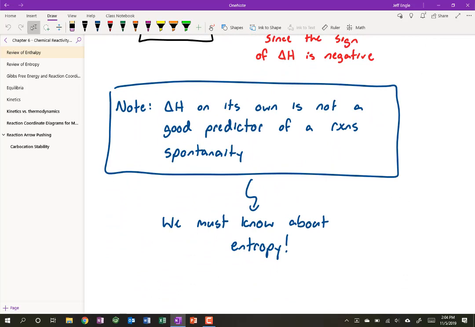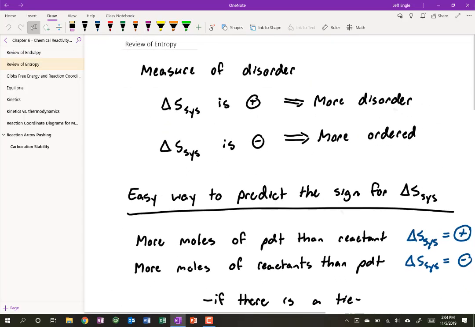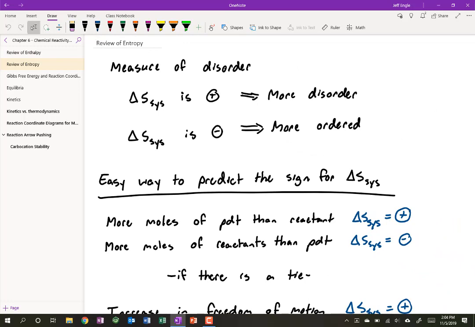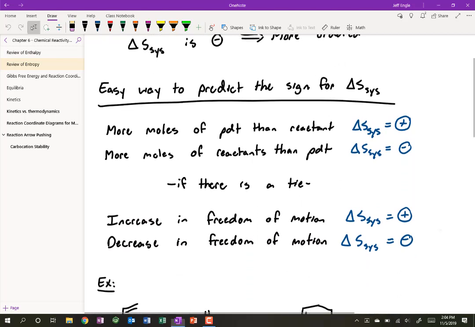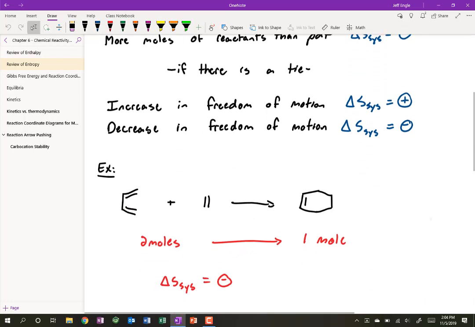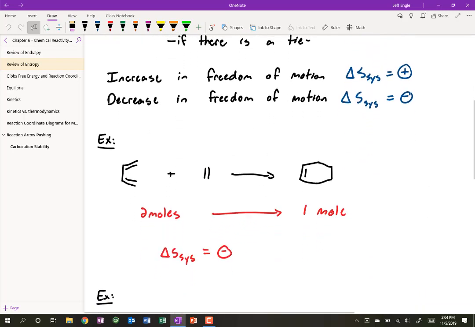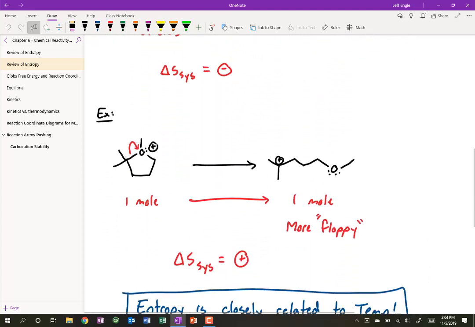And then in addition, I said we don't really know much about a reaction by only knowing the enthalpy. We also need to know about entropy. That's the measure of disorder. So we can quickly look at a system and measure disorder. If we're getting more moles of product, we know delta S is positive. If we're getting more moles of reactants than products, we know it's negative. And if it's a tie at that point, we look at freedom of motion. If we're increasing the floppiness of a molecule, then delta S is positive. If we're decreasing the floppiness, delta S is negative. And then we can start working with that.